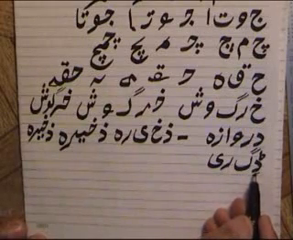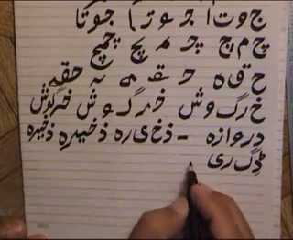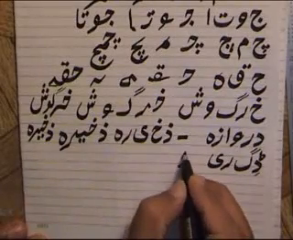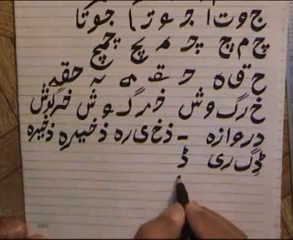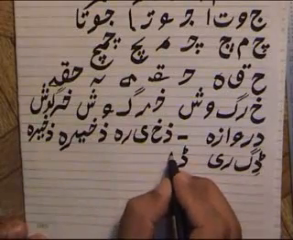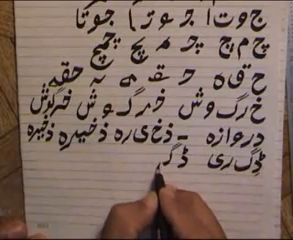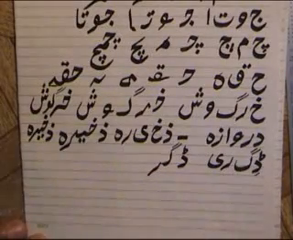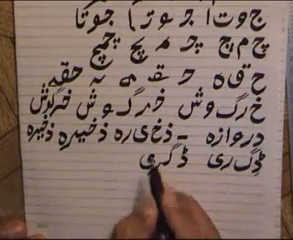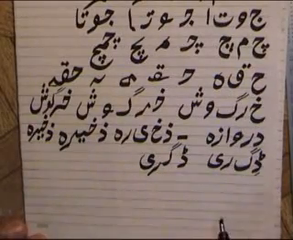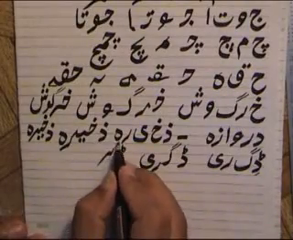So Dal is non-connector, Gaf is connector, Re is non-connector, and Ye is connector. Dal is non-connector, so it will take independent position because it is coming at first place. Then Gaf is connector, so it will assume the initial position. Re is non-connector, so we'll connect it here. And then Ye will take the final position. So degree, we can write it like this, degree.